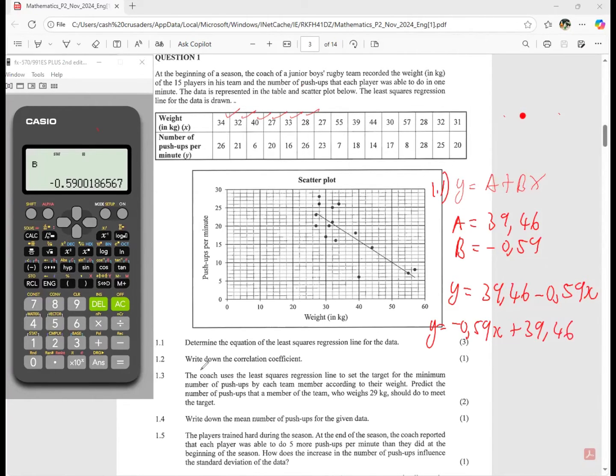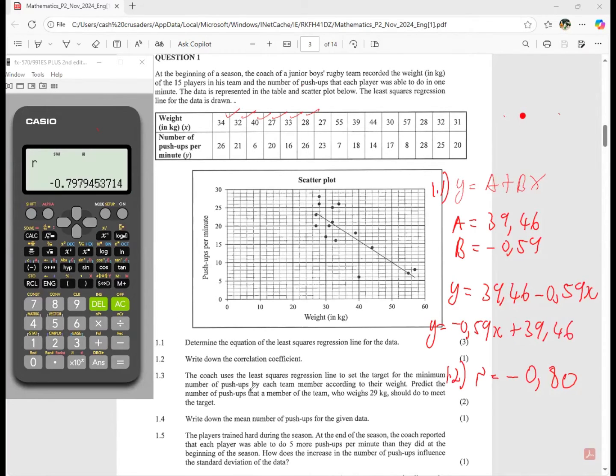Now for your 1.2, they say write down the correlation coefficient. What is the correlation coefficient? Simply going to check it here. This is shift 1, and then again on regression, your correlation coefficient is actually this small letter r here. So you're going to punch that in, and then it gives you what? Negative 0.797, which is negative 0.80, rounded off to 2 decimal places. So for 1.2, our r is actually negative 0.8, right? So that's it. And then it's just a mark for that one.